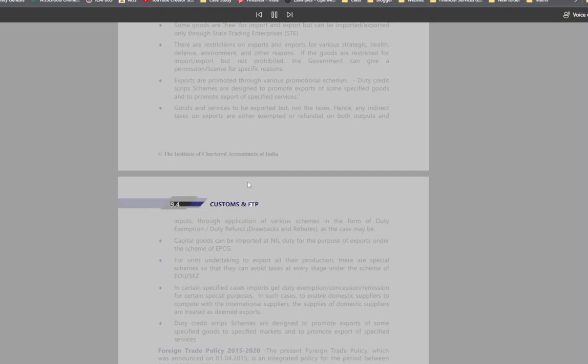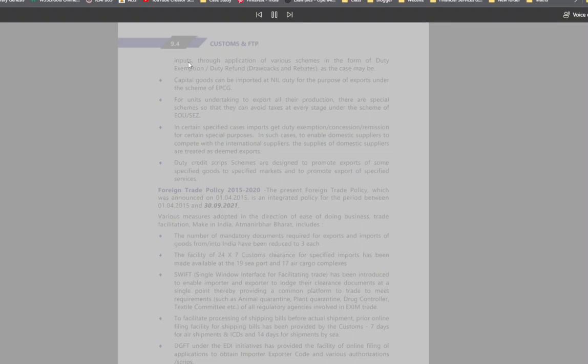through application of various schemes in the form of duty exemption or duty refund, drawbacks and rebates, as the case may be. Capital goods can be imported at nil duty for the purpose of exports under the scheme of EPCG.